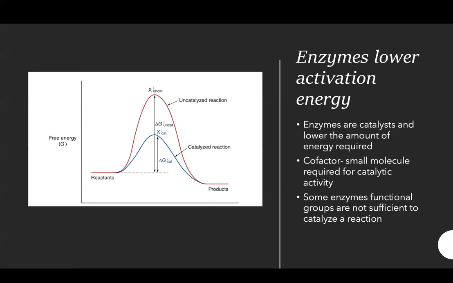Also, a lot of times, a cofactor is required for an enzyme to do its work, which is a small molecule that is required, for example, for the electron exchange, or, for example, ATP supplies energy for a reaction to occur. So we need different types of cofactors sometimes.